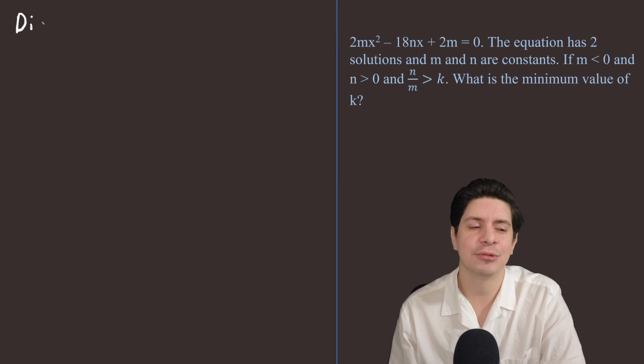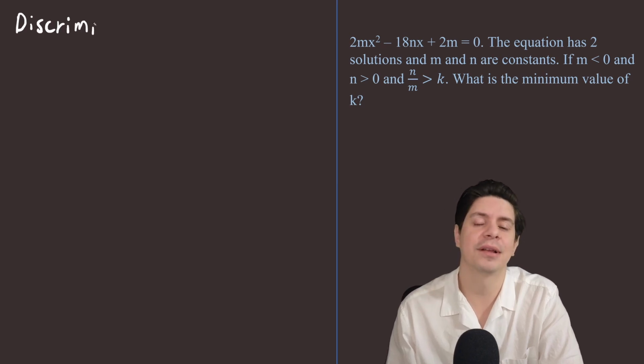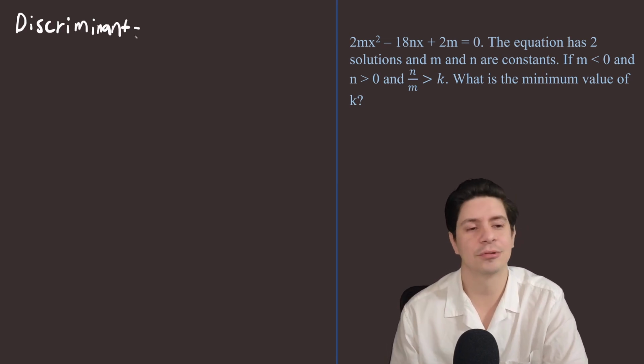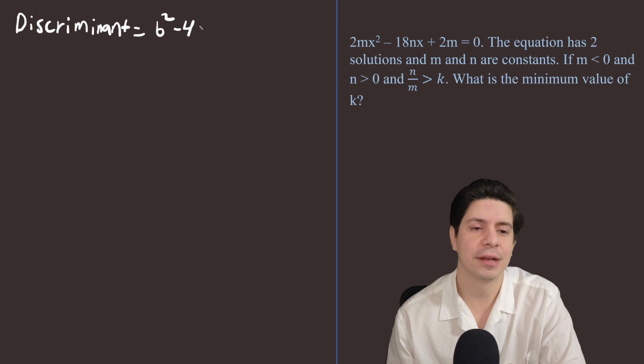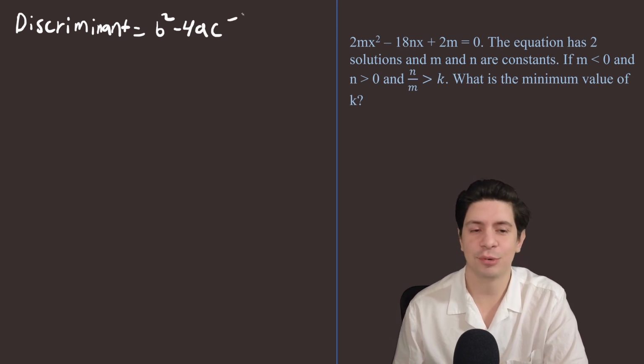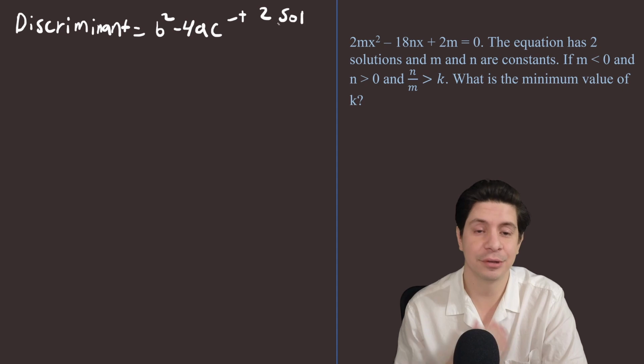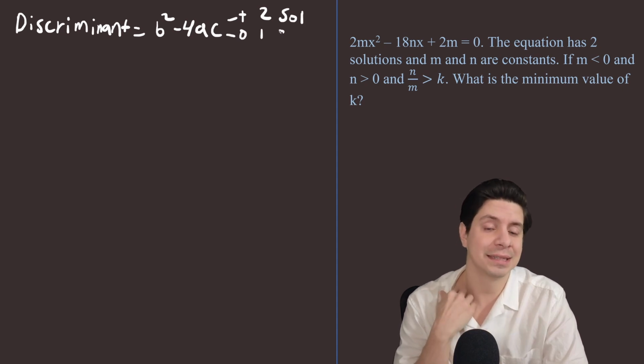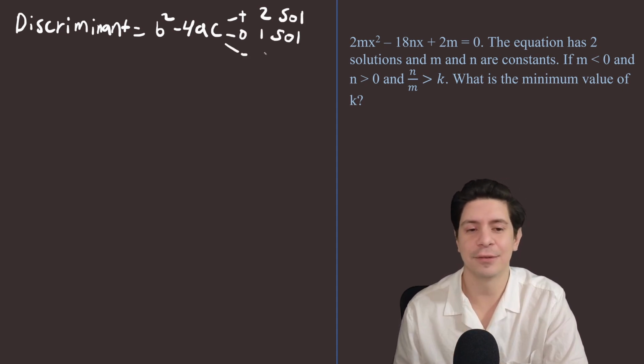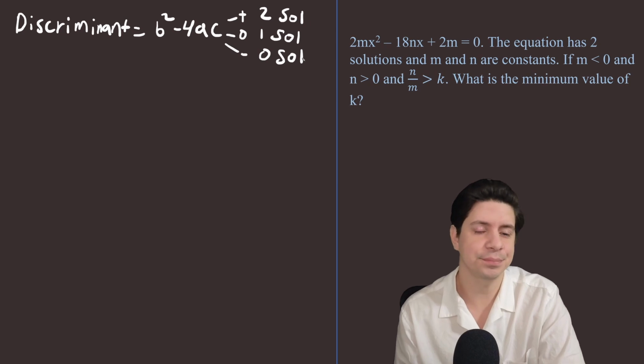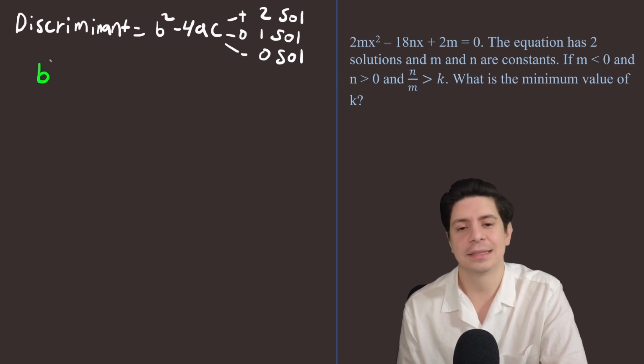Okay, to solve this, we want to think about the discriminant, which is the part inside the square root in the quadratic equation, b squared minus 4ac. When it is positive, we have two solutions. So we know in this case it's going to be positive. It's going to be greater than 0. When it's 0, we only have one solution, and if it's negative, we have no real solutions. So in this case, let's set it up.